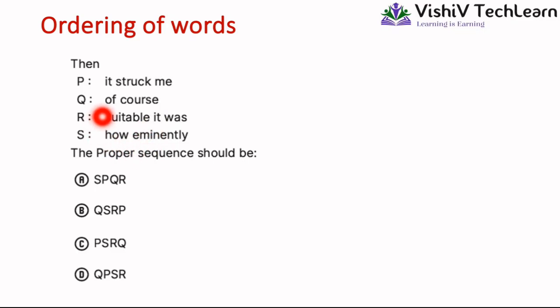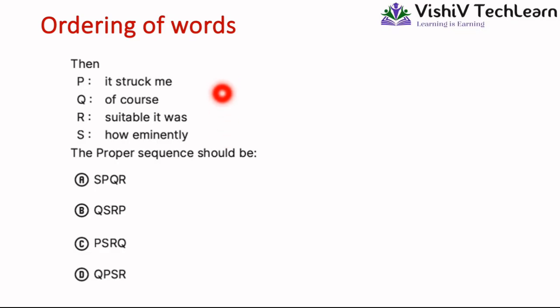We can start with then it struck me. Then it struck me, of course, how eminently suitable it was. So that is also making sense, but not as such a proper sentence, I guess. So let's check for other sequence. Then we can start with Q in this case. Then of course the next could be it struck me, how eminently suitable it was. So this is how we have two sequences.